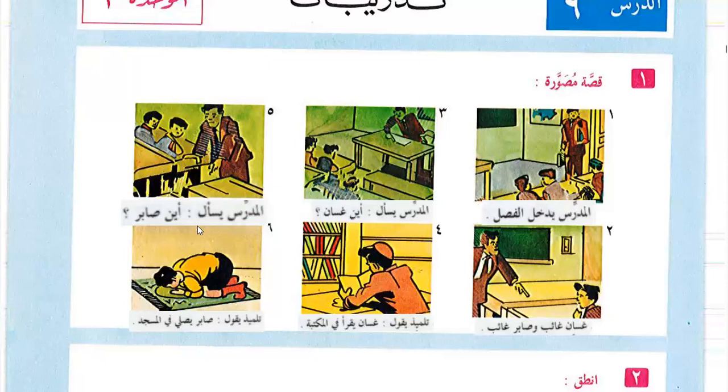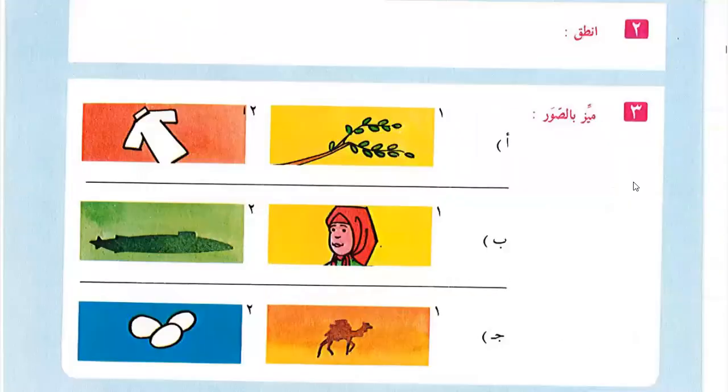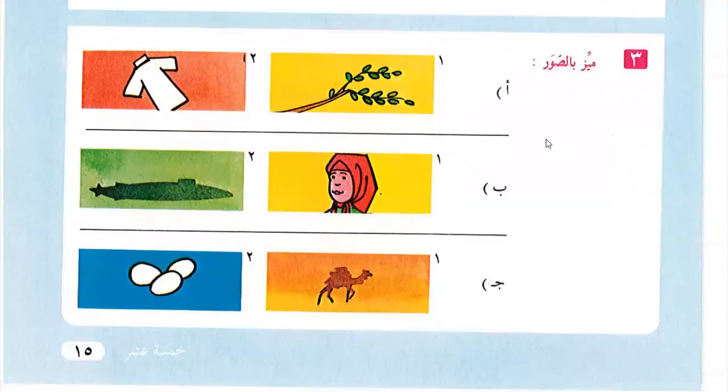Al-mudarris yas'al ayna Sabir. The teacher asks, where is Sabir? Tilmiz yaqul, Sabir yusalli fi al-masjid. The student said, Sabir is praying in the mosque.